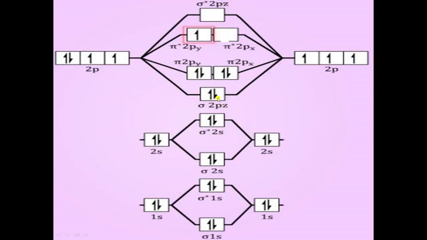So you have to fill 7 electrons in these molecular orbitals: 1, 2, 3, 4, 5, 6, and 1 electron will be present here, 7. So now one unpaired electron is present, so it is paramagnetic. Now you will calculate the bond order.